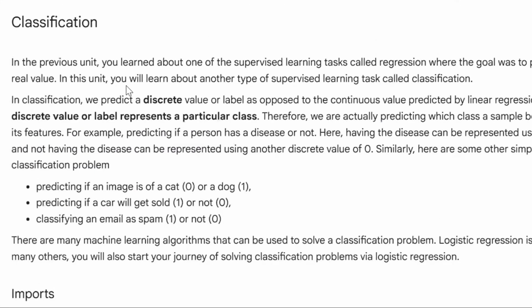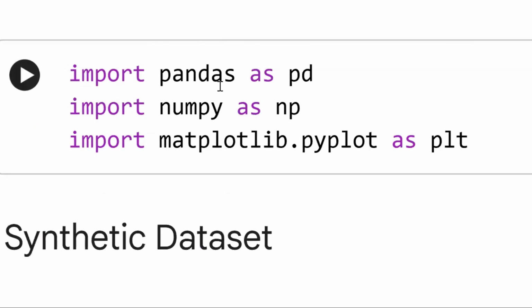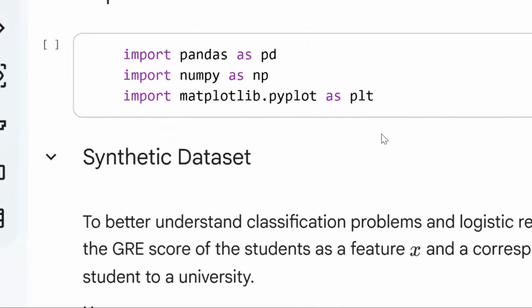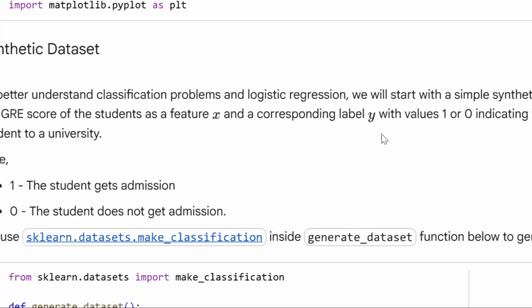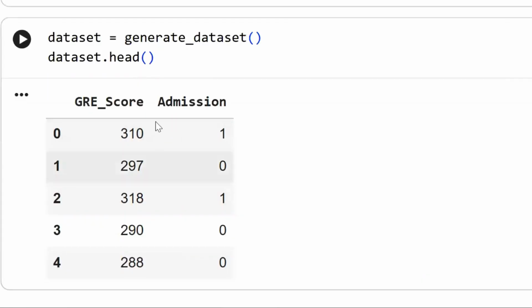Okay, so we now finally move on to the implementation of logistic regression. These are the things that I've already told you, what is classification and all. Now what I'm going to do is simply import my pandas and my numpy, and then I'm going to import my matplotlib in order to visualize my data set. Then I'm going to create a synthetic data set. If you look at the data set, we have created a GRE score and admission.